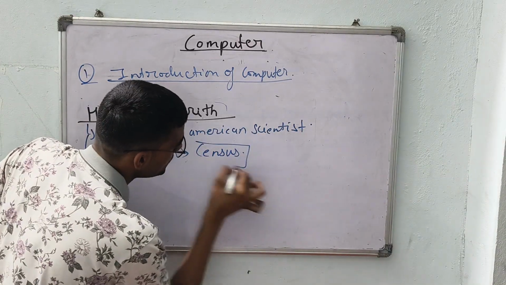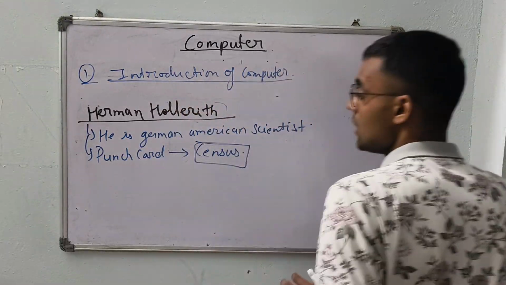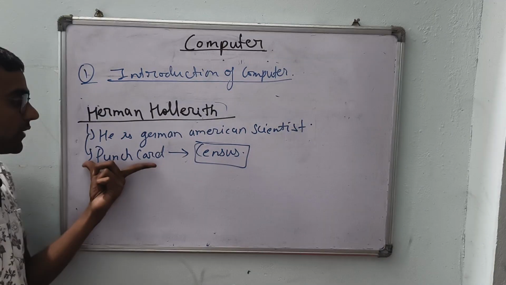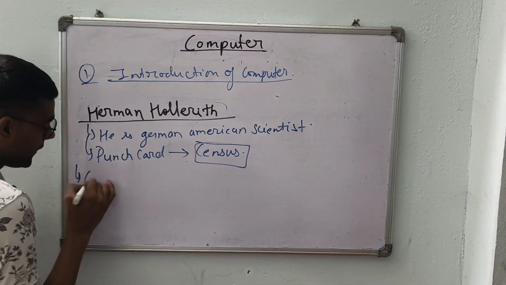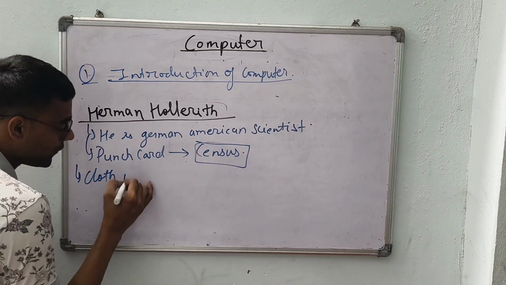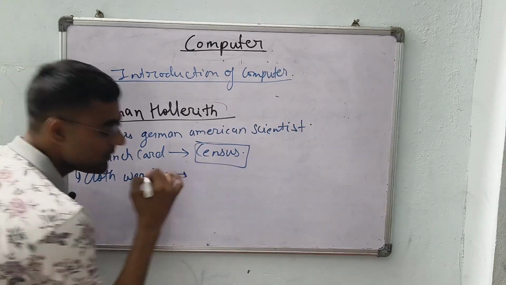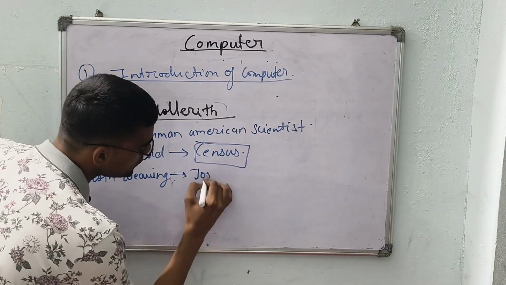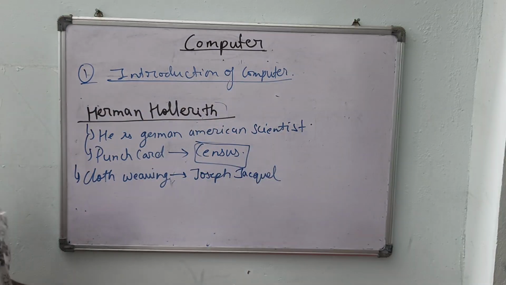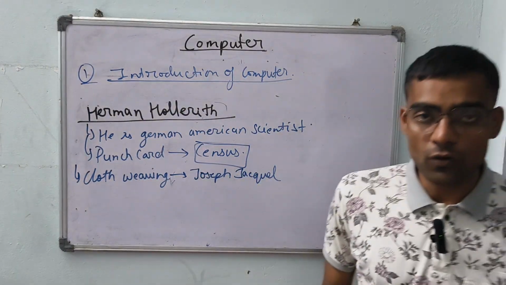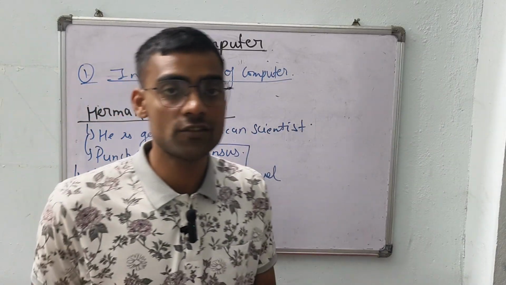Census, in Hindi, which we say Jangarna. Exactly. So Hermann Hollerith discovered a punch card which is used for the census. For cloth weaving, the punch card was first used by Joseph Jacquard. So we have to understand this point, that for cloth weaving, the punch card was first discovered by Joseph Jacquard.